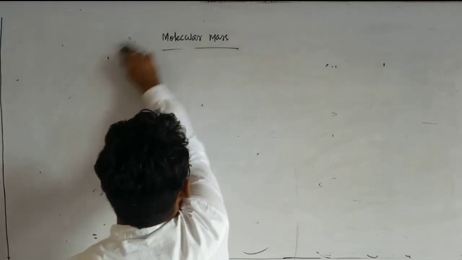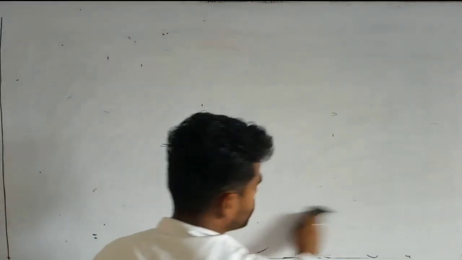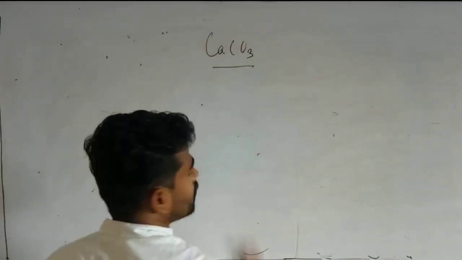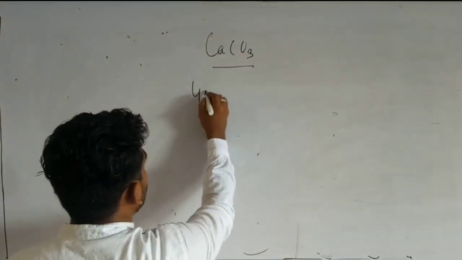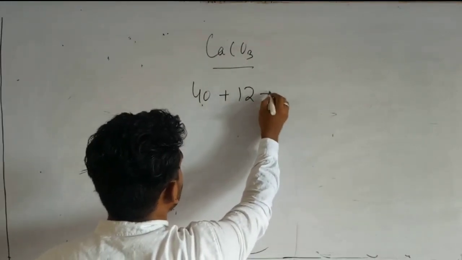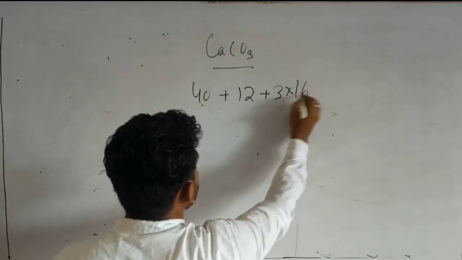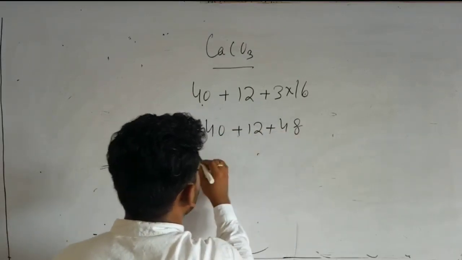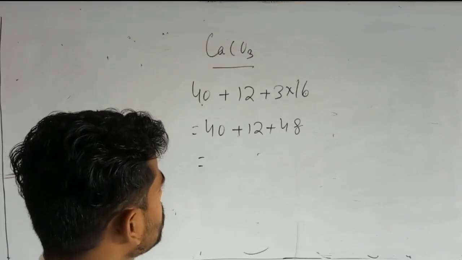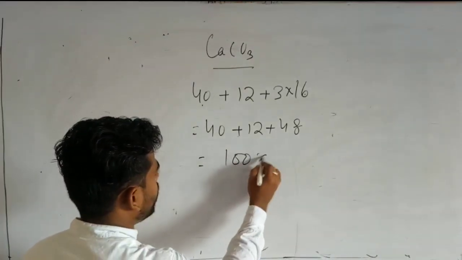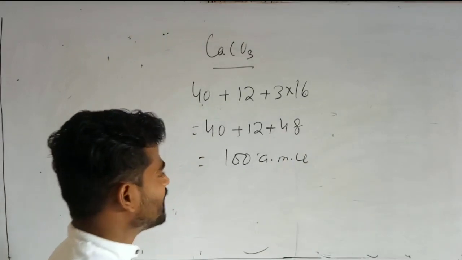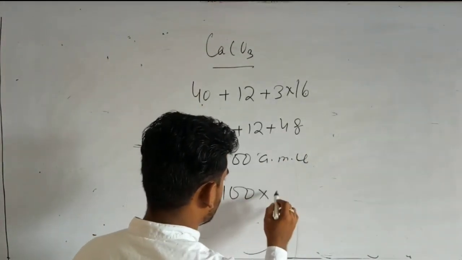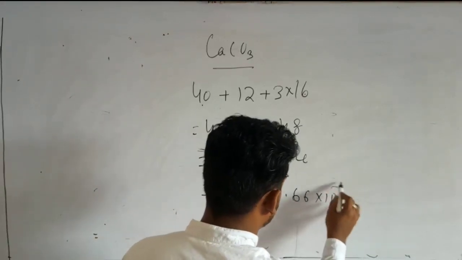Calculate the molecular mass of calcium carbonate. The formula is CaCO3. Calcium is 40, plus carbon 12, plus 3 into oxygen, which is 48. So 40 plus 12 plus 48, total overall 100 AMU, which is the actual molecular weight. The actual molecular weight is 100 into 1.66 into 10 to the power minus 24.